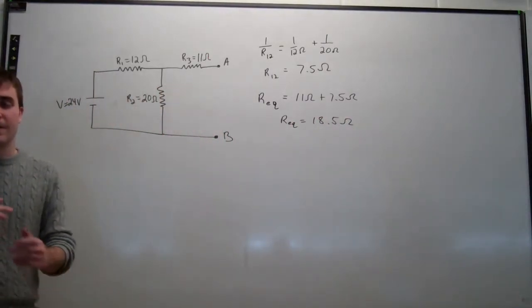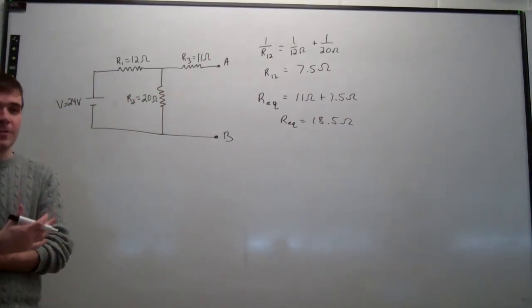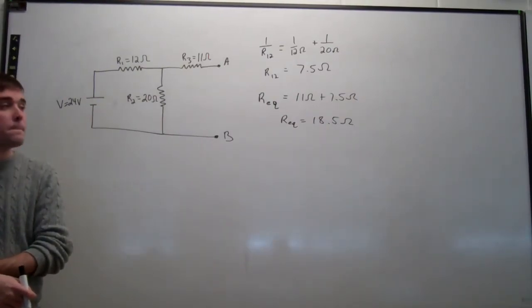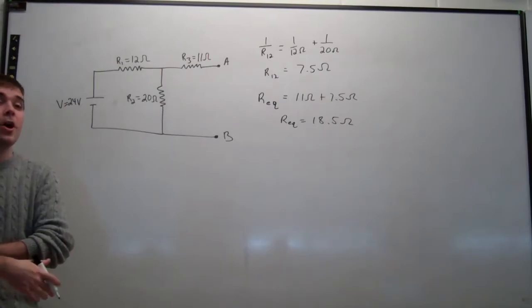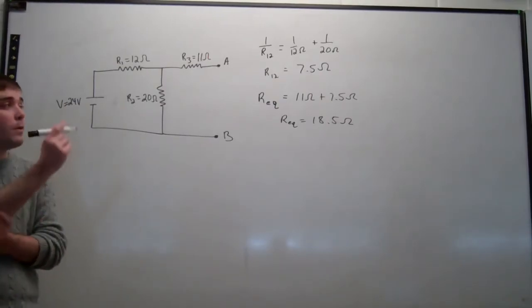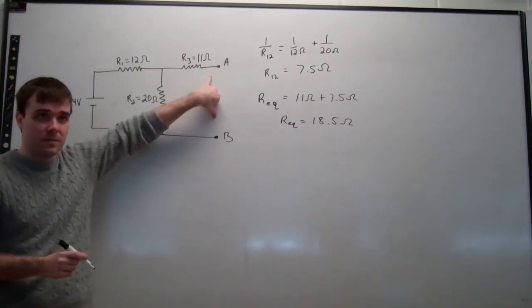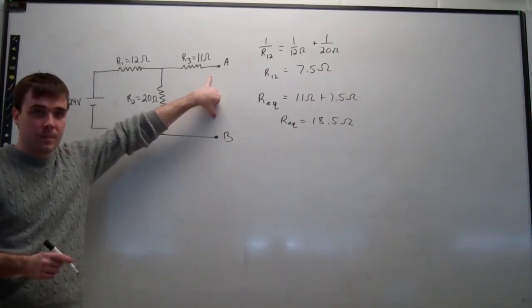So does that make sense how to find what's called the Thevenin equivalent resistance? The REQ is just the equivalent resistance. What we found here is the Thevenin equivalent resistance for these 2 points, for A and B.